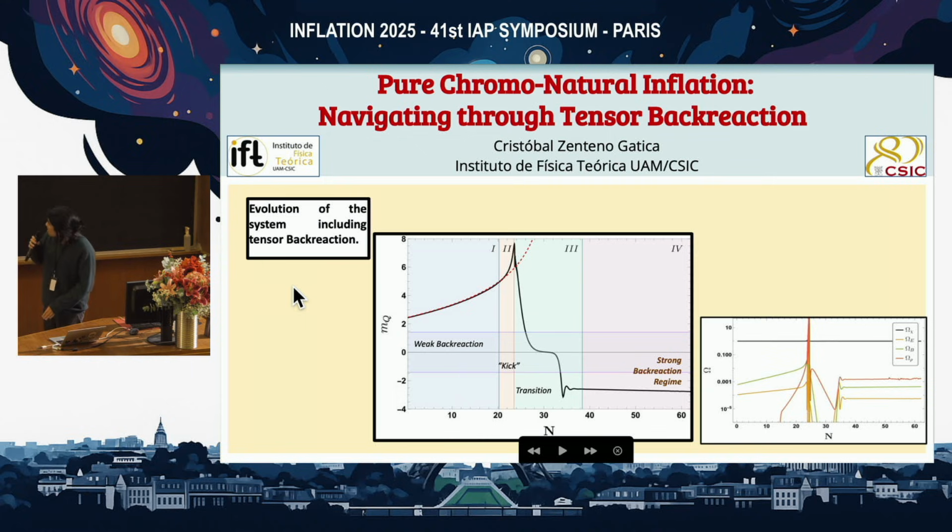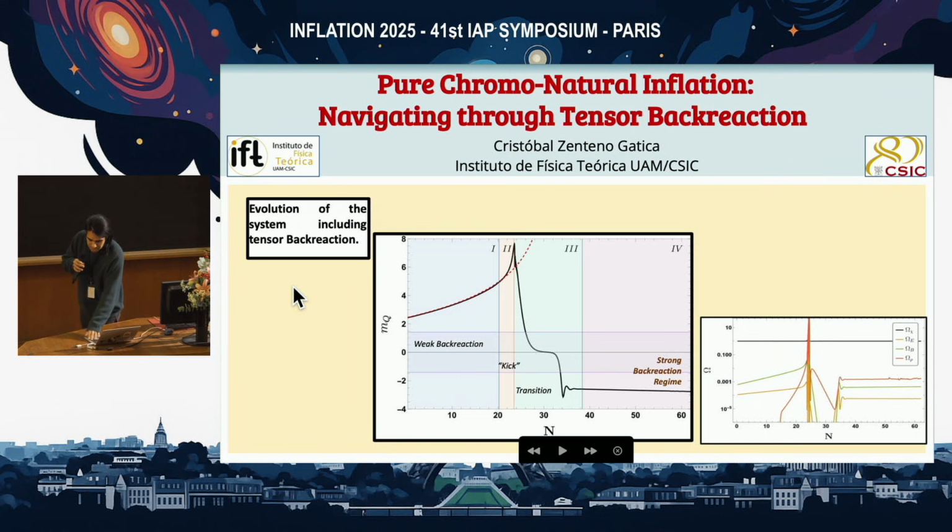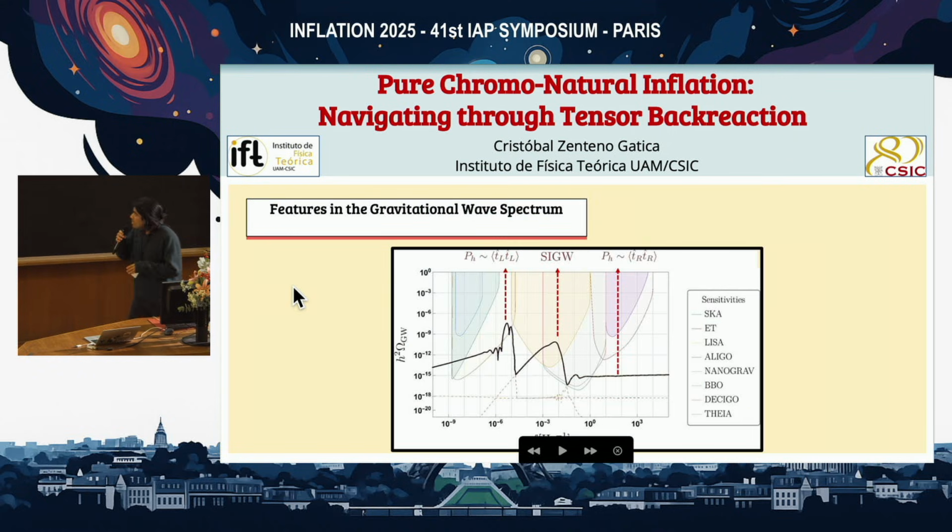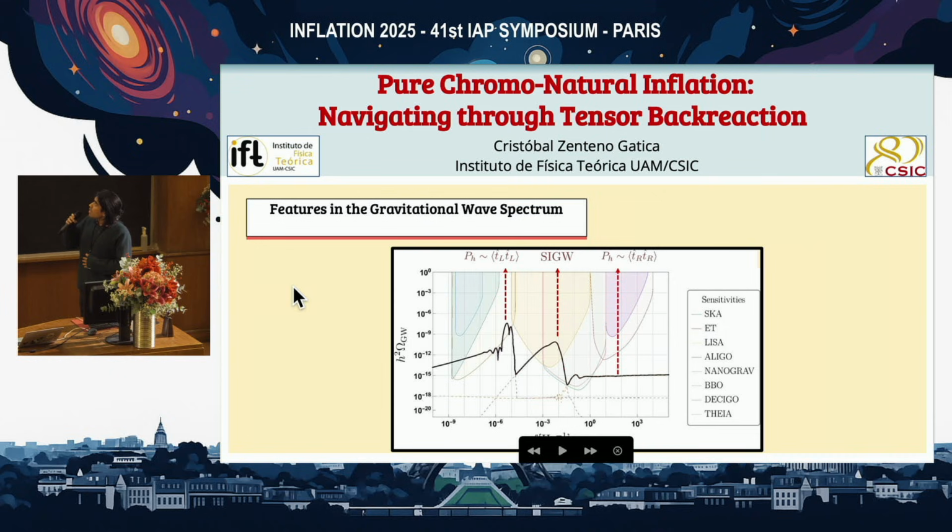And the really interesting part about this phenomenon of the transition between the weak and strong back reaction regime is that, for example, it generated really interesting features in the gravitational wave spectrum. We have 3 peaks, or 2 and 1 remnant peak. One came from the direct tensor modes. A second peak can be generated by scalar-induced gravitational waves. And then we have a remnant from the other chirality.